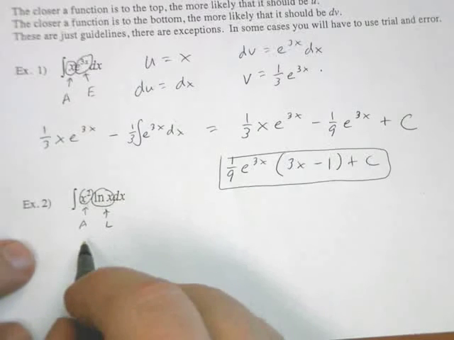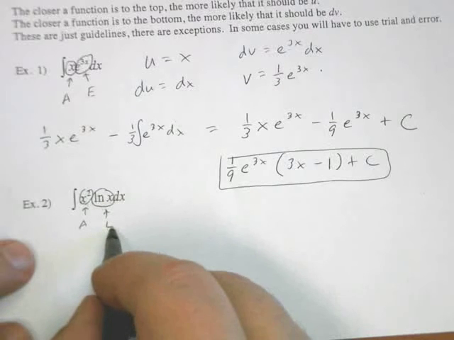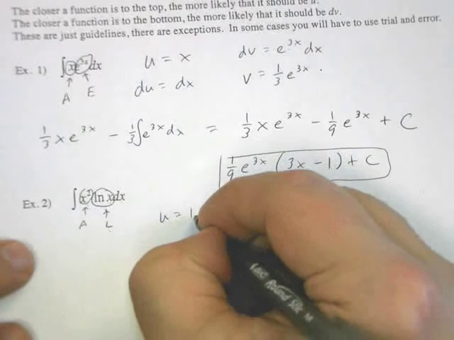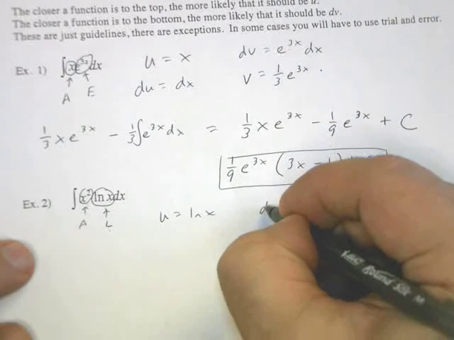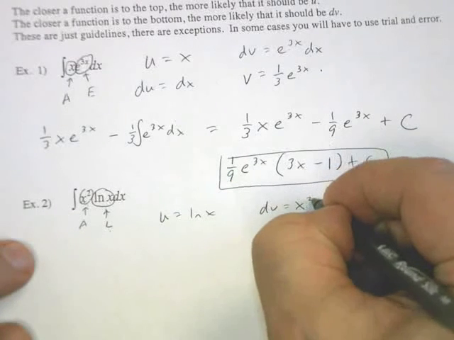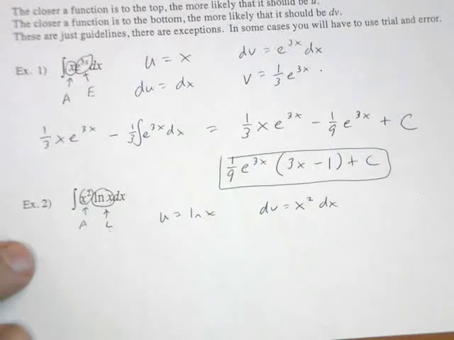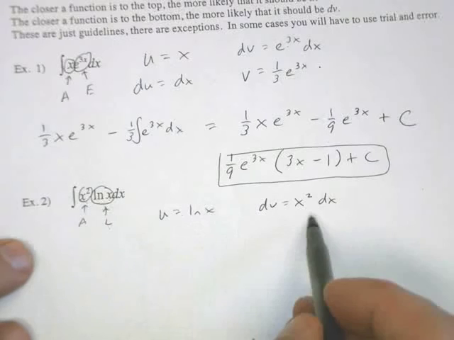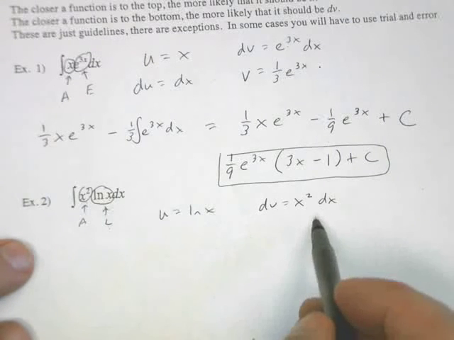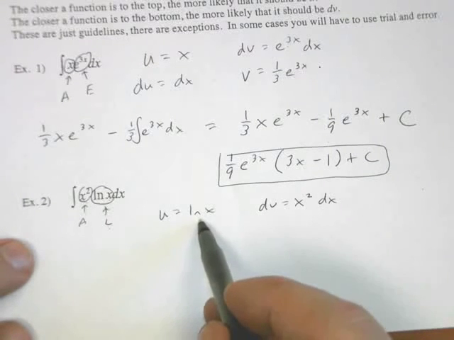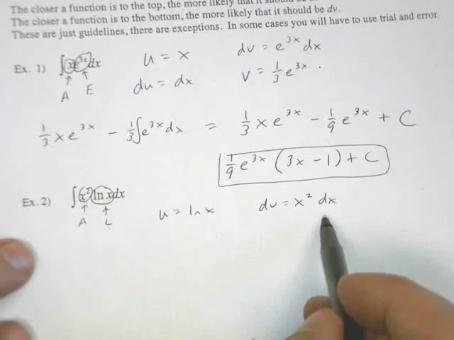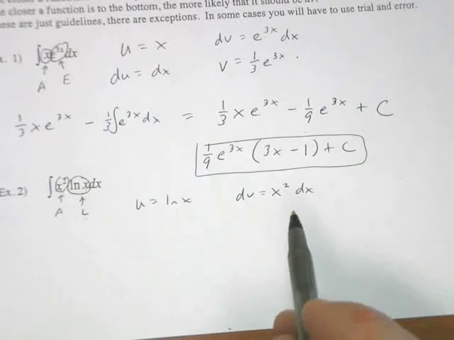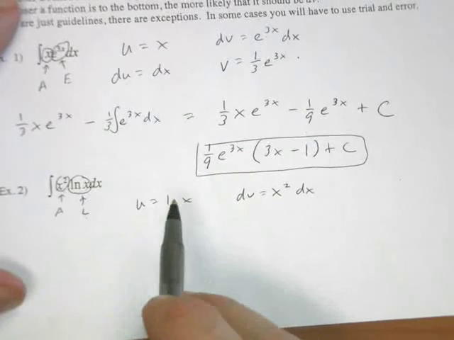Now, using my acronym, logarithmic function is going to be more likely to be u, because in ILATE, L comes before A. So I'm going to make u the natural log of x. I'm going to make dv x squared dx. If I tried it the other way, by the way, I don't have a basic integral for natural log of x. So really, in this case, I pretty much have to choose this, because this is the only one that I can differentiate and make it simpler, and this is the only one of the two functions I can actually integrate. In this chapter, we're actually going to learn how to integrate natural log of x using integration by parts.